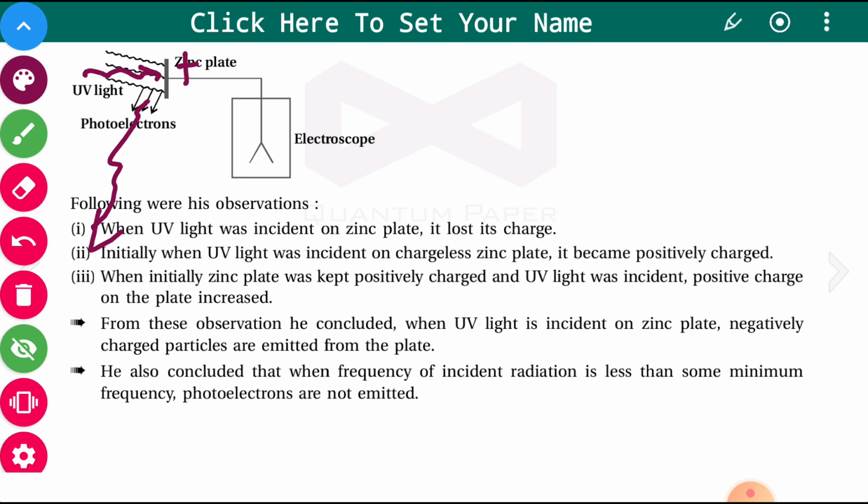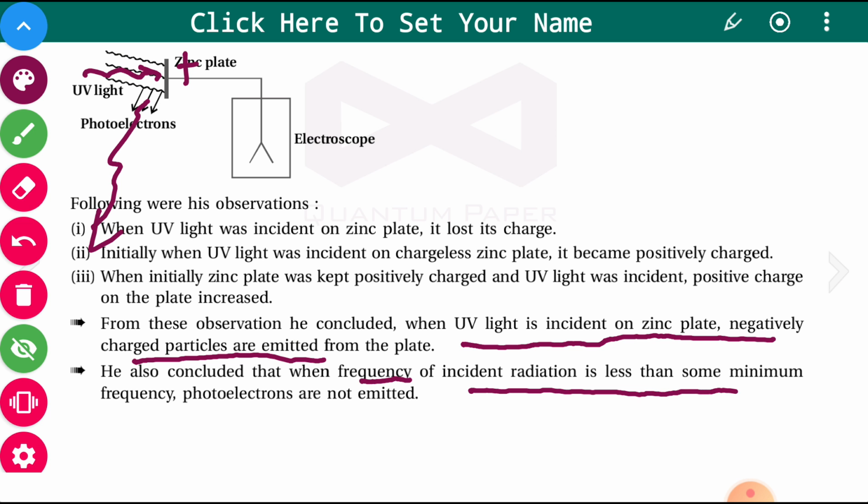From these observations, he concluded that when ultraviolet light is incident on the zinc plate, negatively charged particles are emitted from the plate. He also concluded that when the frequency of incident radiation is less than some minimum frequency, photoelectrons are not emitted. So it requires a minimum frequency. That frequency radiation must be present, otherwise the photoelectrons will not come out from the zinc plate.